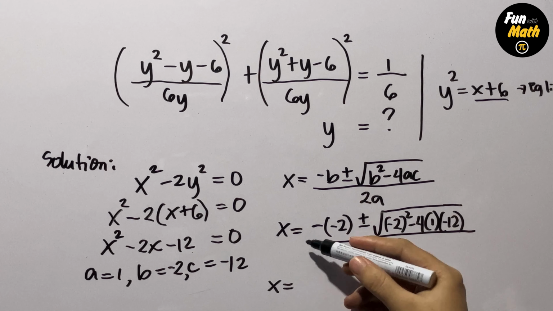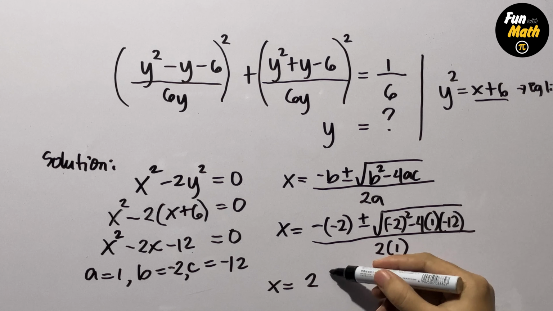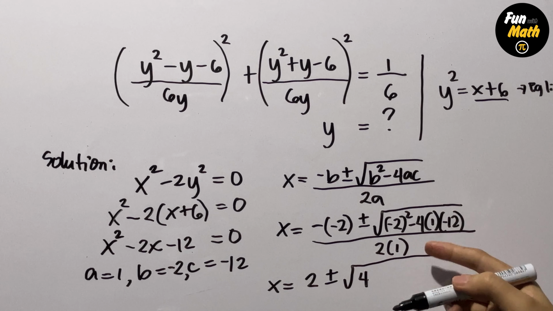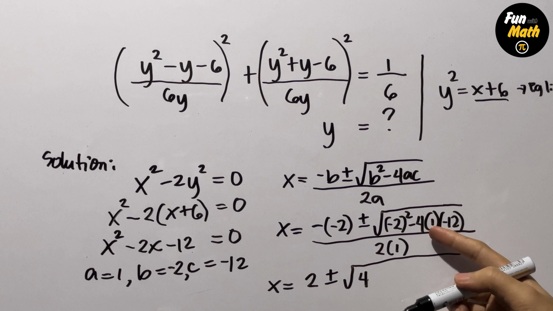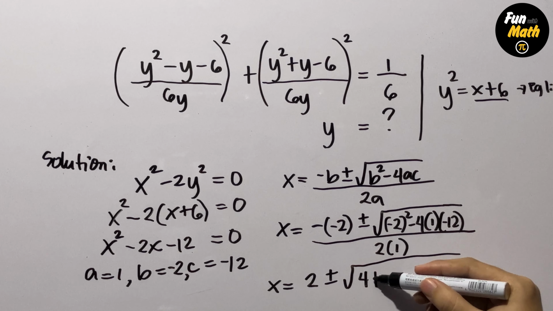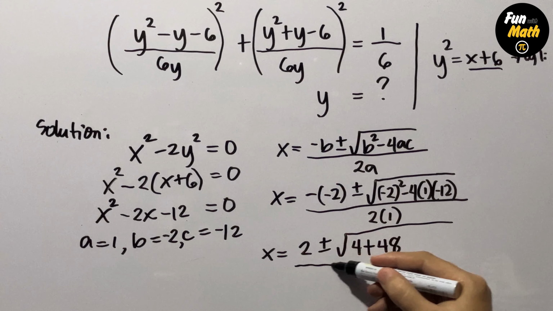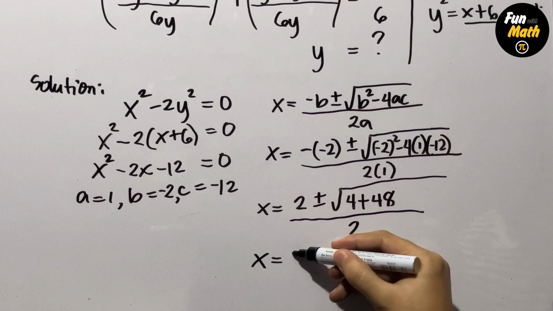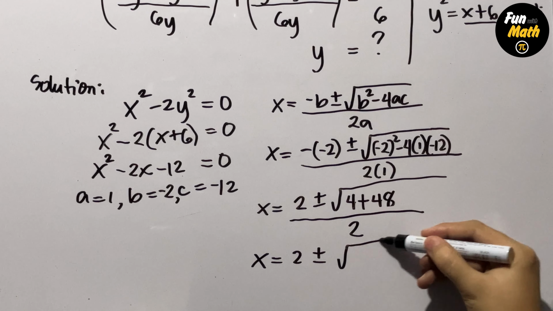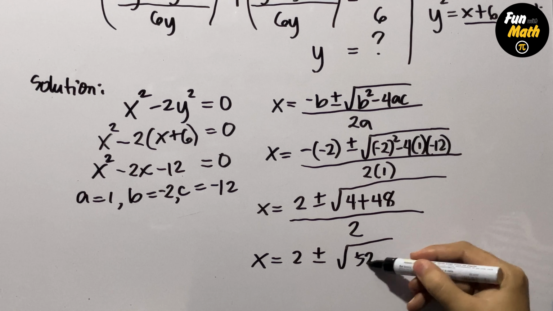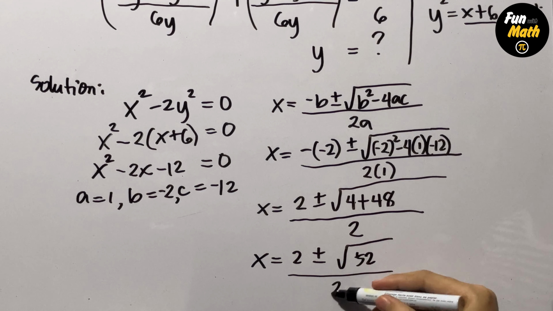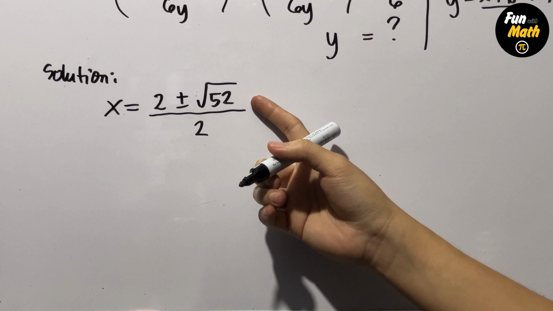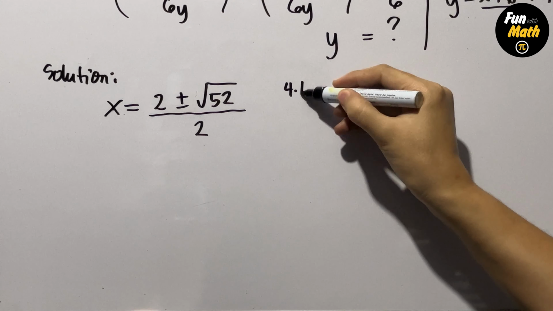Then x is equal to negative times negative 2, that's positive 2. Positive negative square root of negative 2 squared, that is 4. Then negative 4 times 1, that is negative 4, times negative 12, that is positive 48. All over 2 times 1, that is 2. Now this is x is equal to 2, positive negative square root of 4 plus 48, which is 52, all over 2. And now to continue, for this square root of 52, we can split that into 4 times 13.